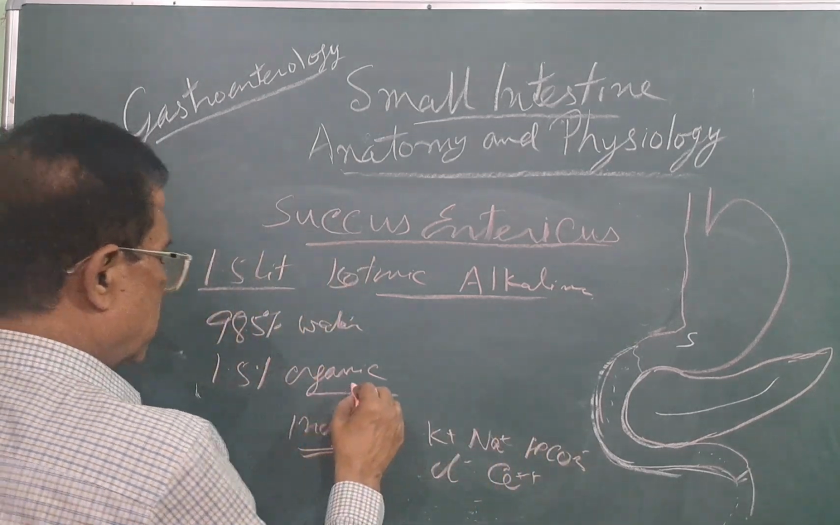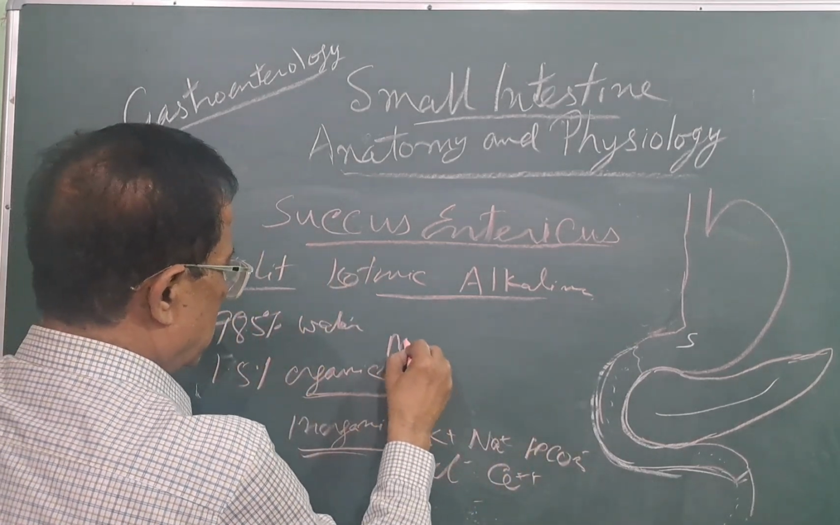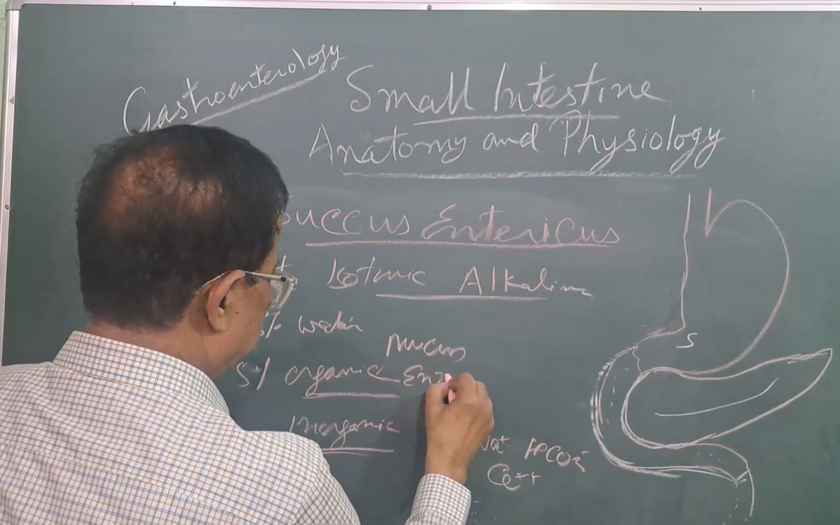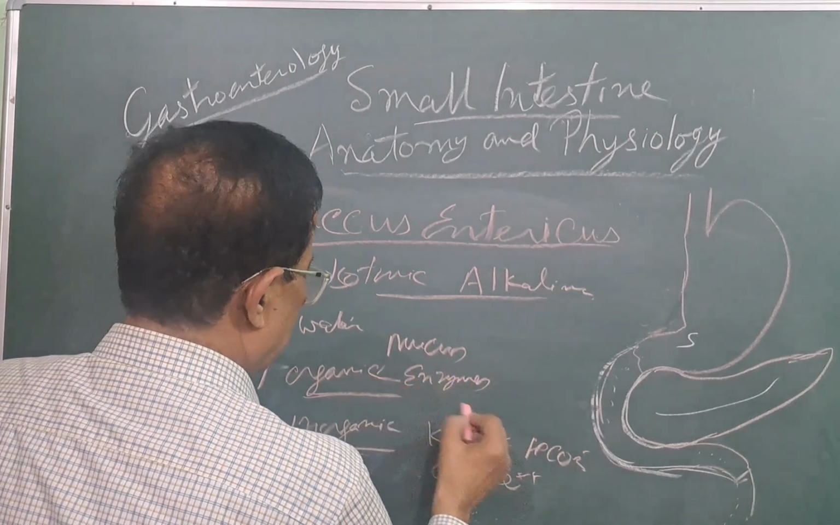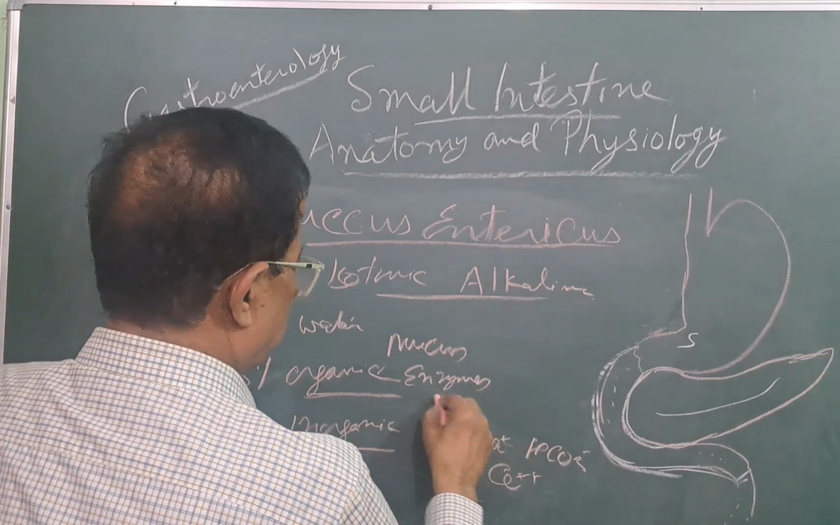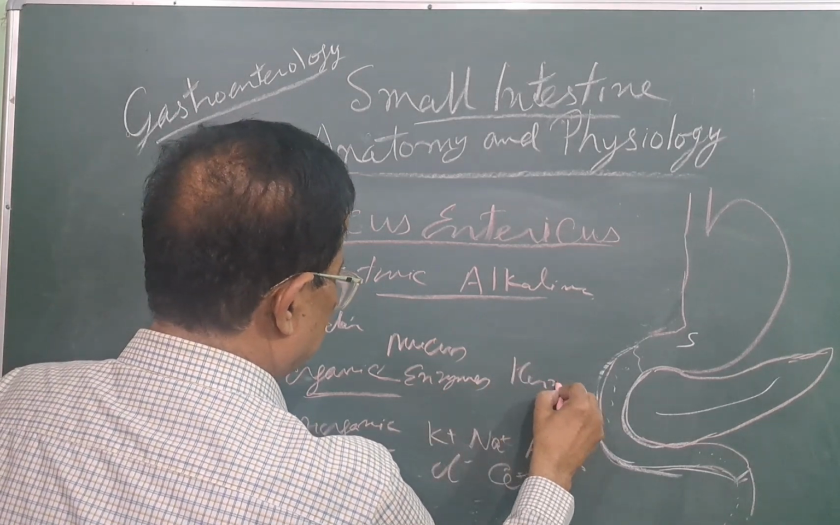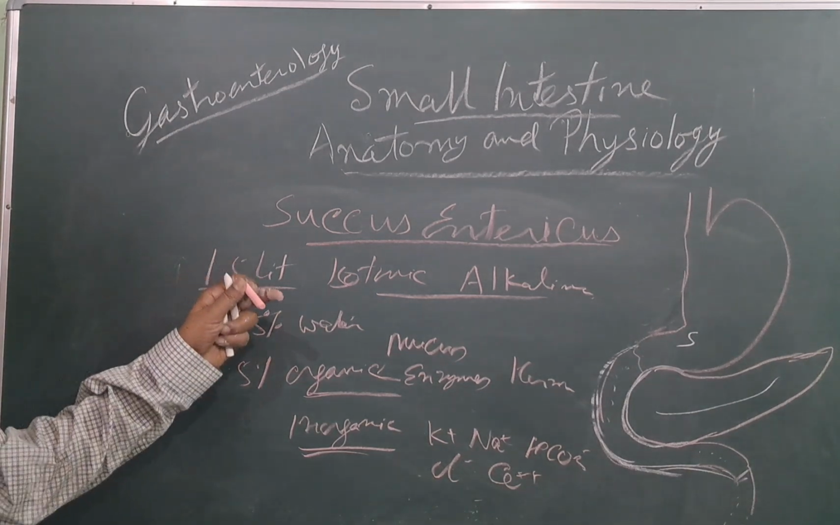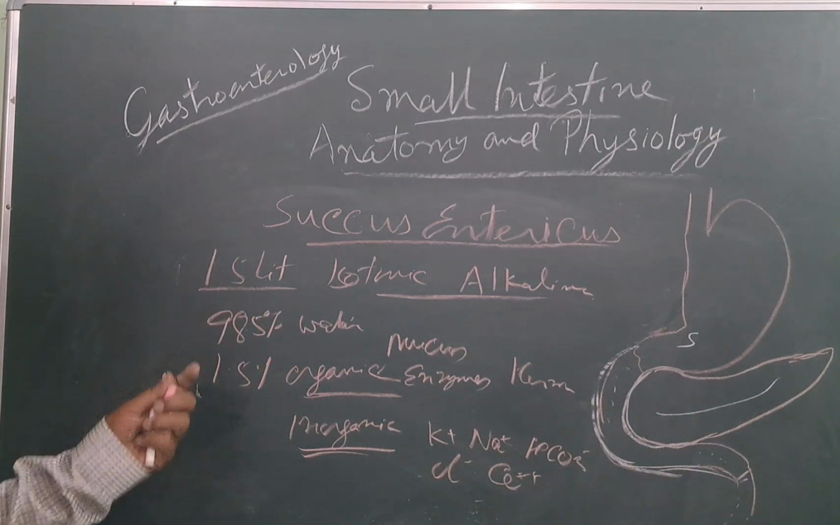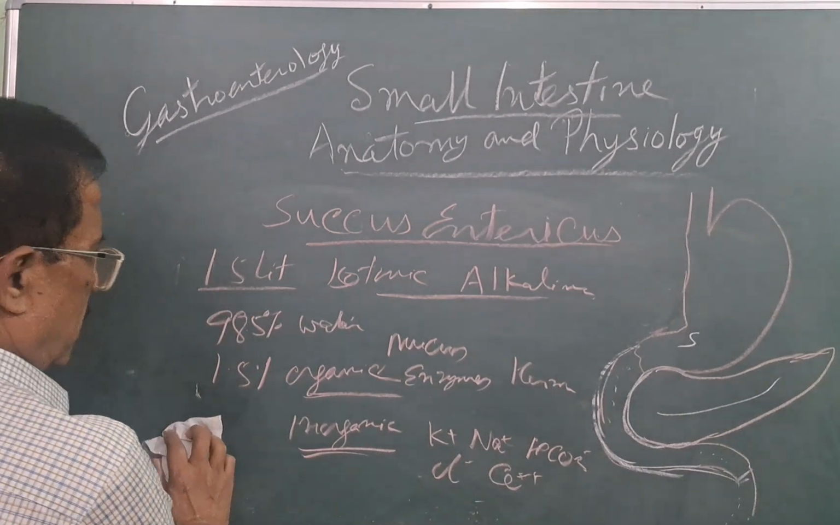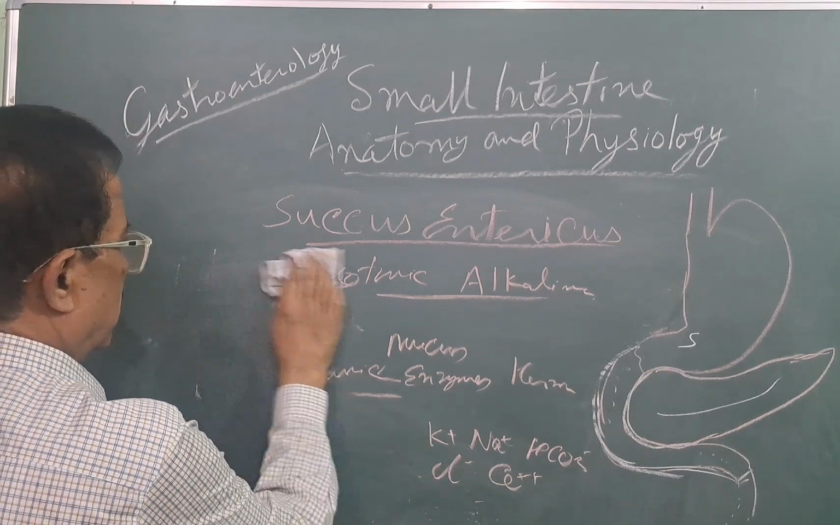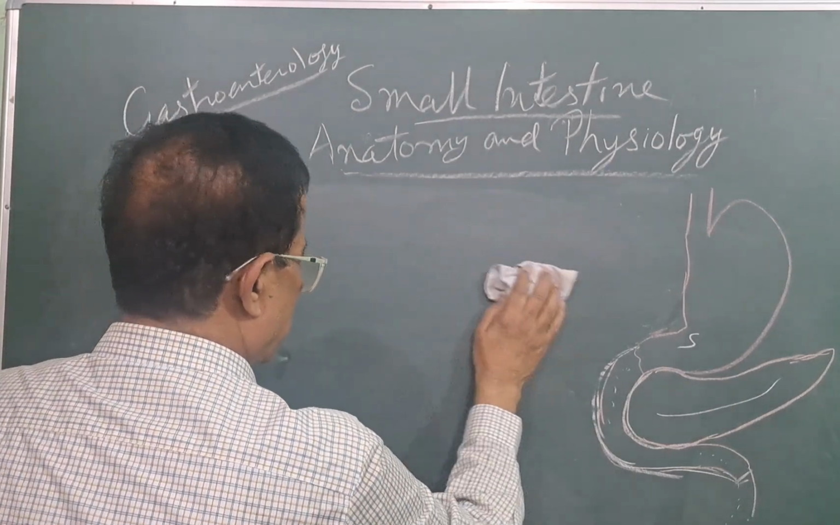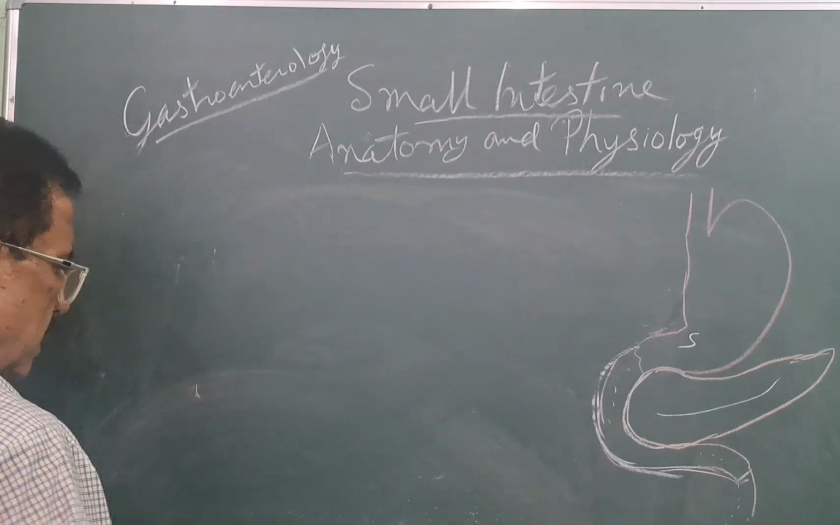In the organic part, mucus, enzymes, and a small amount of hormones are present. These are present in succus entericus. This is the composition, or constituents, of succus entericus.